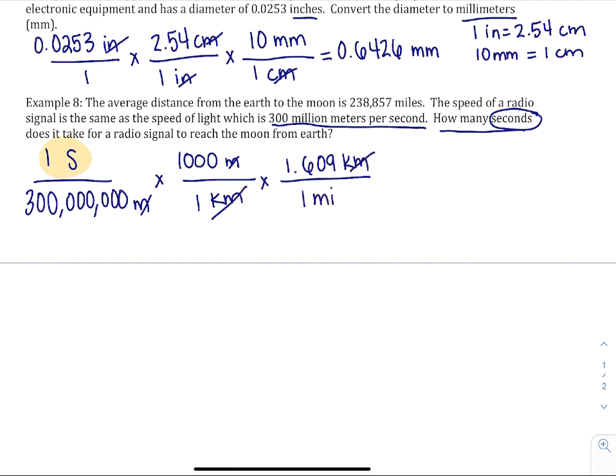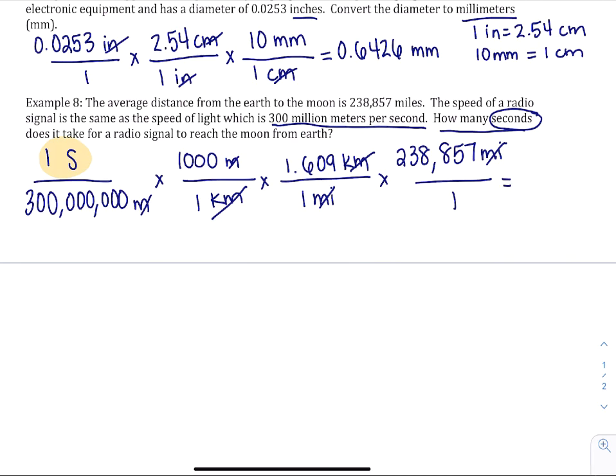And notice here that I now have seconds and miles, but I happen to know how many miles there are between the Earth and the Moon. I was trying to figure out how long it would take to get from the Earth to the Moon, and so now it's time for me to use the information about that distance. And so the units cancel, and that's just over 1. It's just a single quantity.